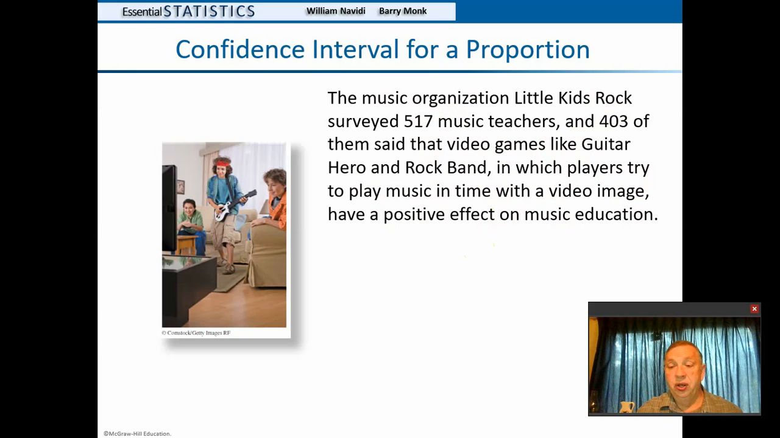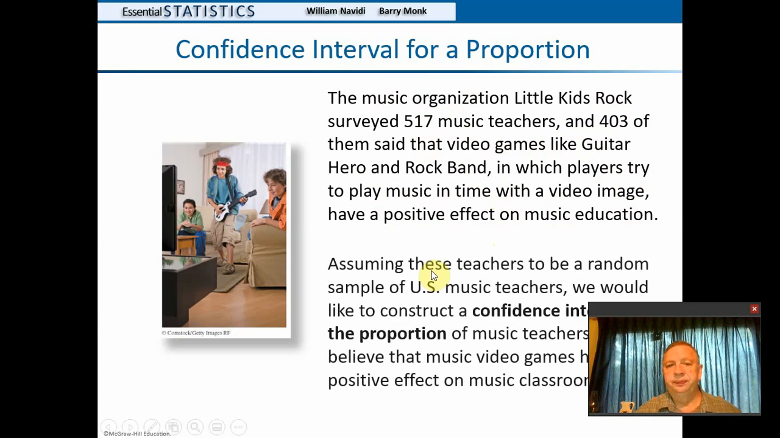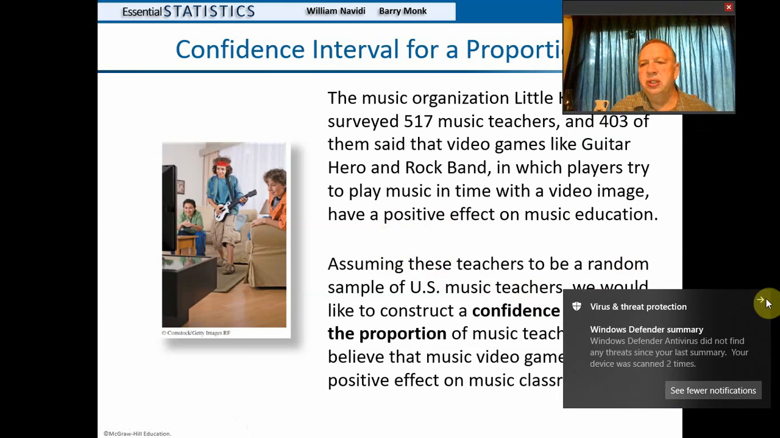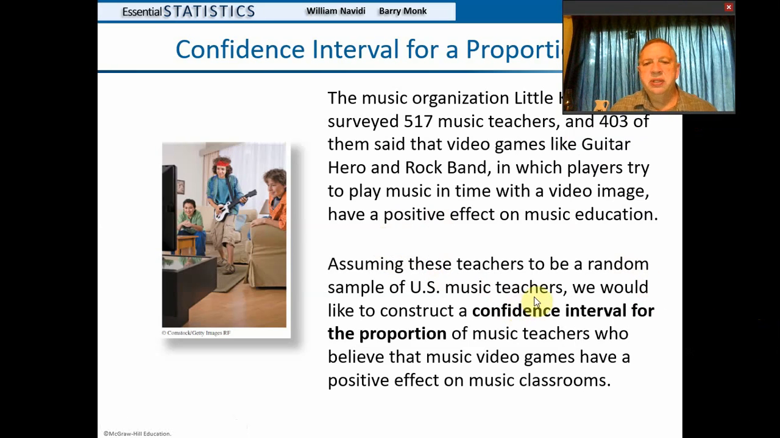But what if I wanted to take that and infer something about the population proportion? How do we do that? Assuming these teachers to be a random sample of U.S. music teachers, we would like to construct a confidence interval for the proportion of music teachers who believe that music video games have a positive effect on music classrooms.